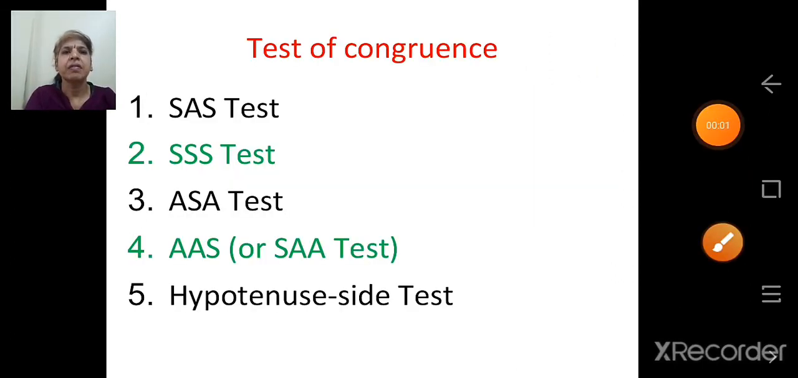Let's see the different tests of congruency at a glance. First one, SAS test, side angle side test. Next, SSS test, side side side test. Then ASA test, angle side angle test. And fourth one, AAS, angle angle side, or SAA, side angle angle test. And last one, hypotenuse side test.